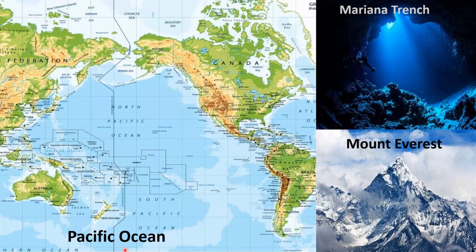So children, some of the major seas of the Pacific Ocean are Coral Sea, here, Tasman Sea, Yellow Sea, this one is Yellow Sea, and Sea of Japan here.